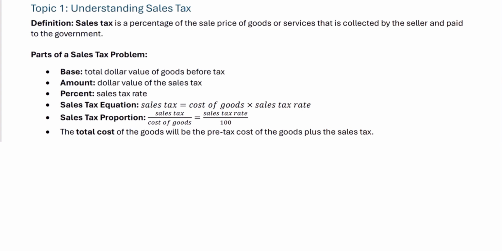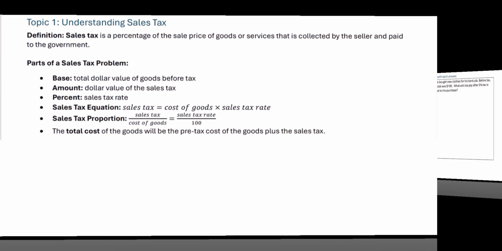The sales tax equation would then be sales tax equals the cost of goods times the sales tax rate. Or if we wanted to use a proportion, we could use sales tax divided by cost of goods equals the tax rate divided by 100. The total cost of the goods will be the pre-tax cost of the goods plus the sales tax.